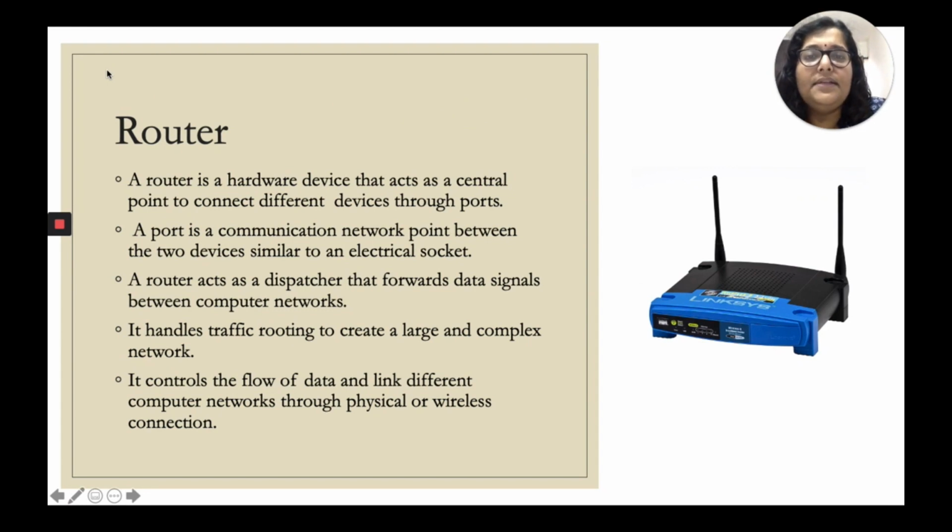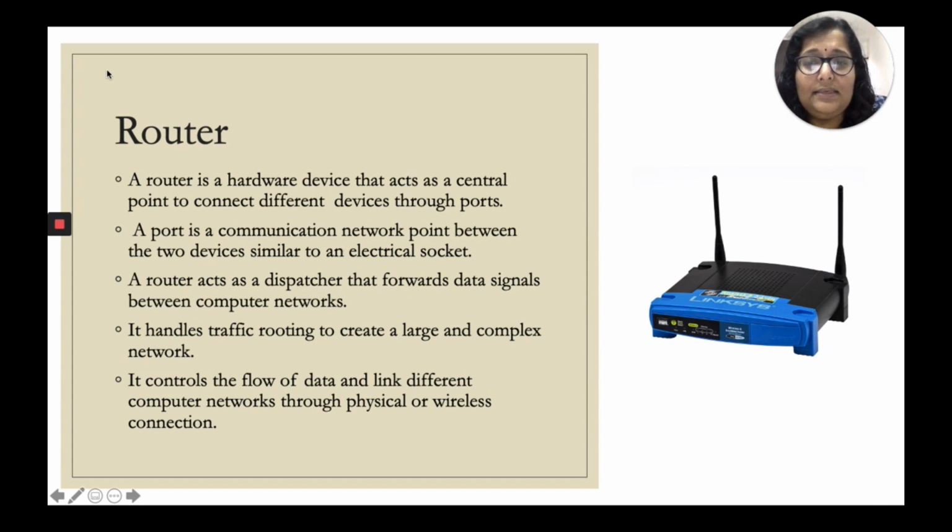The next hardware device that we need to discuss is a router. A router is a hardware device that acts as a central point to connect different devices through ports. It is a central point to connect different devices in a network. A port is a communication network point between two devices, similar to an electric socket. That is, you have an electric socket, you can connect different types of devices to that electrical socket. Similarly, a port is a socket in which you can connect different devices. A router acts as a dispatcher that forwards data signals between computer networks.